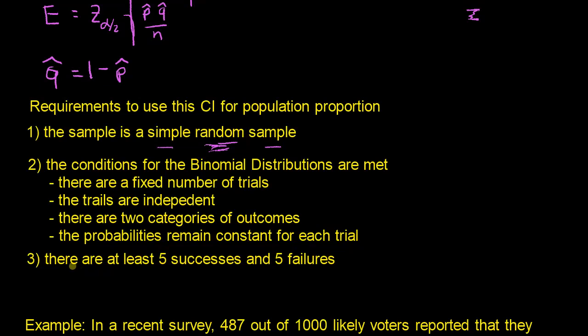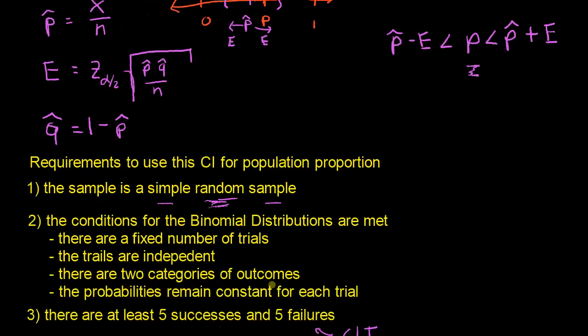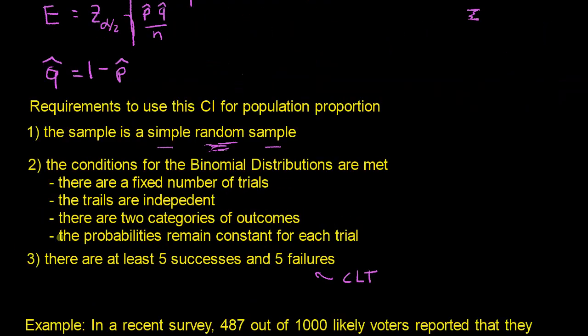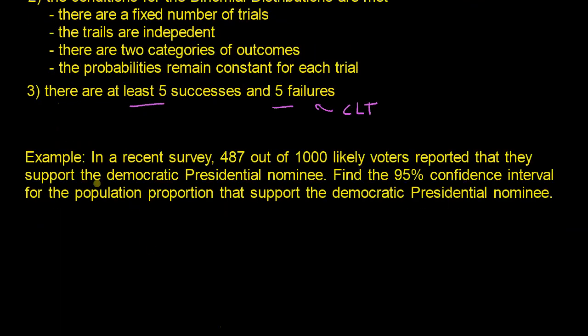All right. One last criterion is that there are at least 5 successes and 5 failures. This requirement is related to the central limit theorem. Basically, you need a large enough sample size in order to use an approximation to a normal distribution. You can tell that we're using an approximation to a normal distribution because we're using the variable z. Remember, z is standard normal. Okay, so in order to use that approximation to the normal distribution, you must have at least 5 successes and 5 failures.